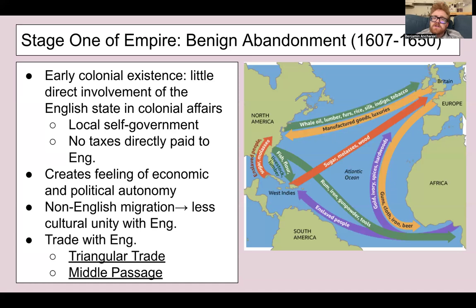However, we also start to see a little bit of separation going on in terms of the ethnic makeup, the cultural makeup of British North America. Especially as time goes on, British North America is going to become much more regionally diverse in terms of who is living in the colonies.